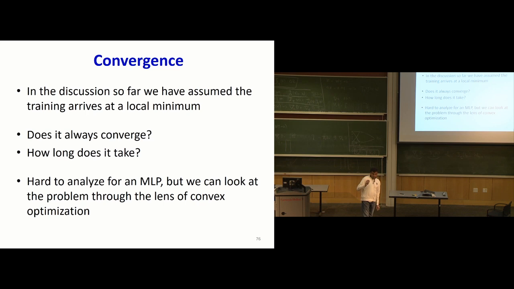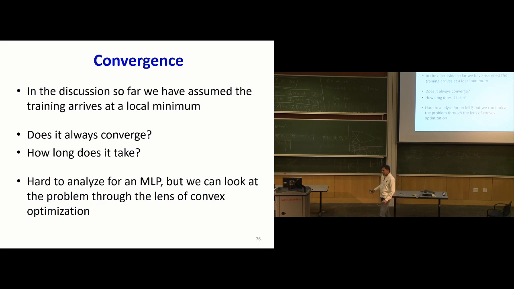That's all very fine. That's assuming the algorithm actually finds a local minimum. So in the discussion so far, we've assumed that the training actually arrives at a local minimum. Does it always converge? Does it always arrive at a local minimum? And if it does, how long does it take to get there? So this is kind of hard to analyze. It's very important to know because that determines how much time and how much effort you're going to spend training your model. And on the other hand, it's really hard to analyze for multilayer perceptrons because they're very complex.